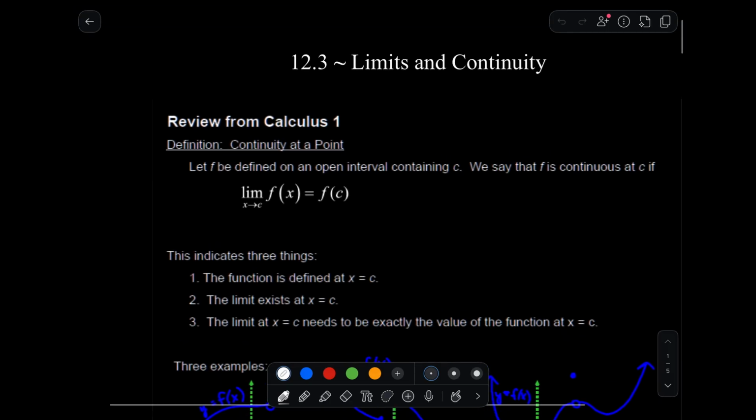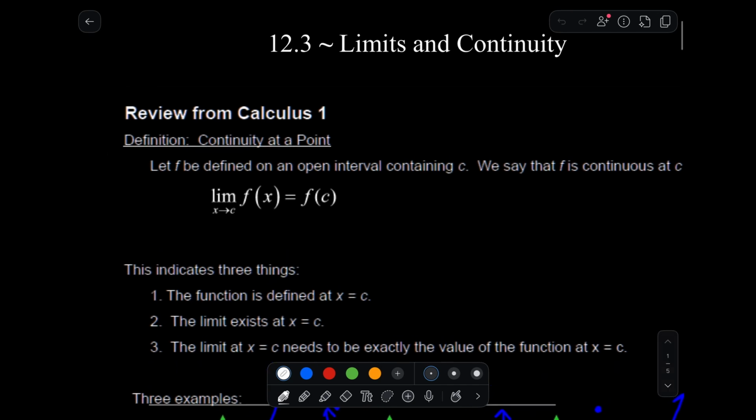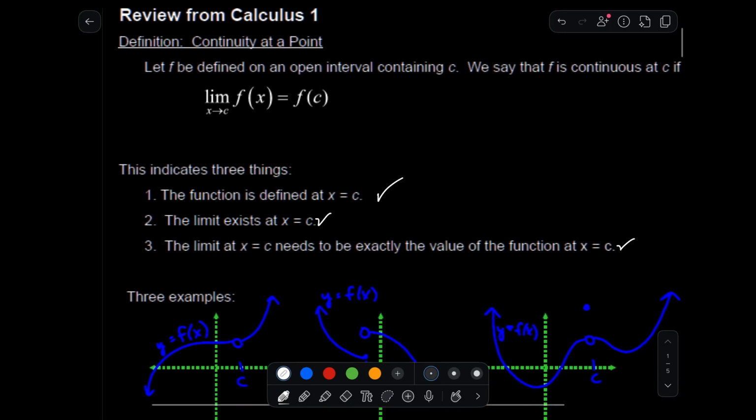The definition for continuity, as we remember, is the limit as some value x is approaching c has to equal f of c, which means that it's defined at a point c, the limit exists there, and these are necessarily equal to each other, right?